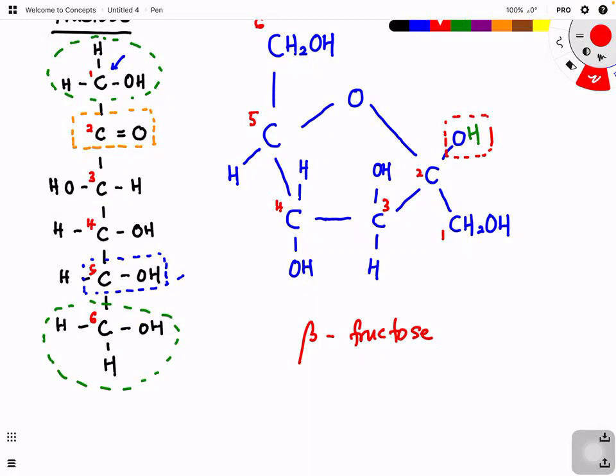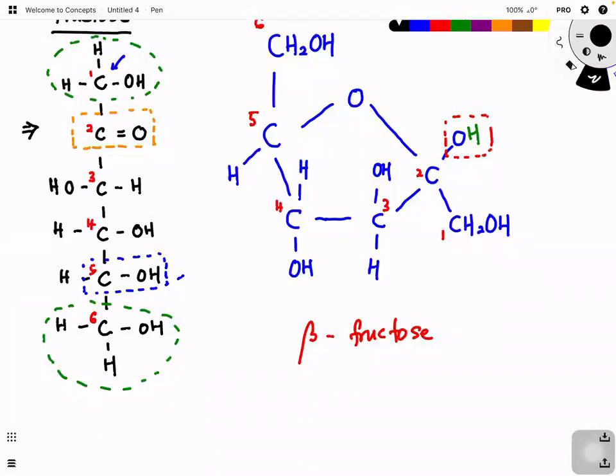If I put the OH group below the ring of carbon number 2, then it becomes alpha glucose. Are you clear? Now, why carbon number 2, not carbon number 1? Because the carbonyl group actually appears in carbon number 2. Can you see that, guys? Are you clear now? It's carbon number 2. So that's why we refer to carbon number 2.